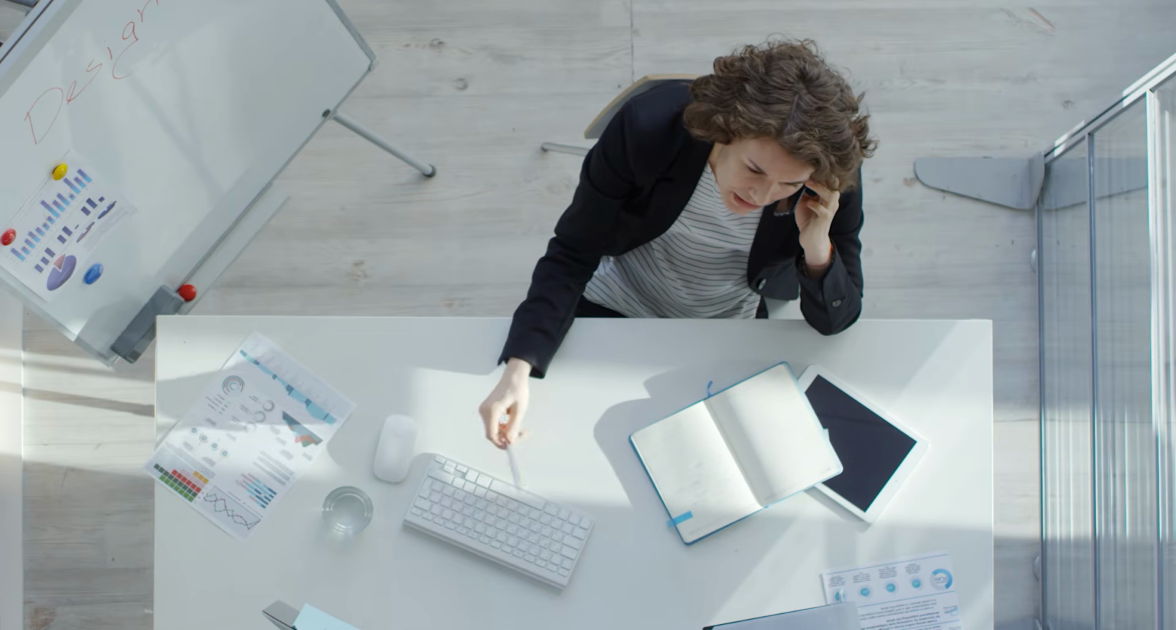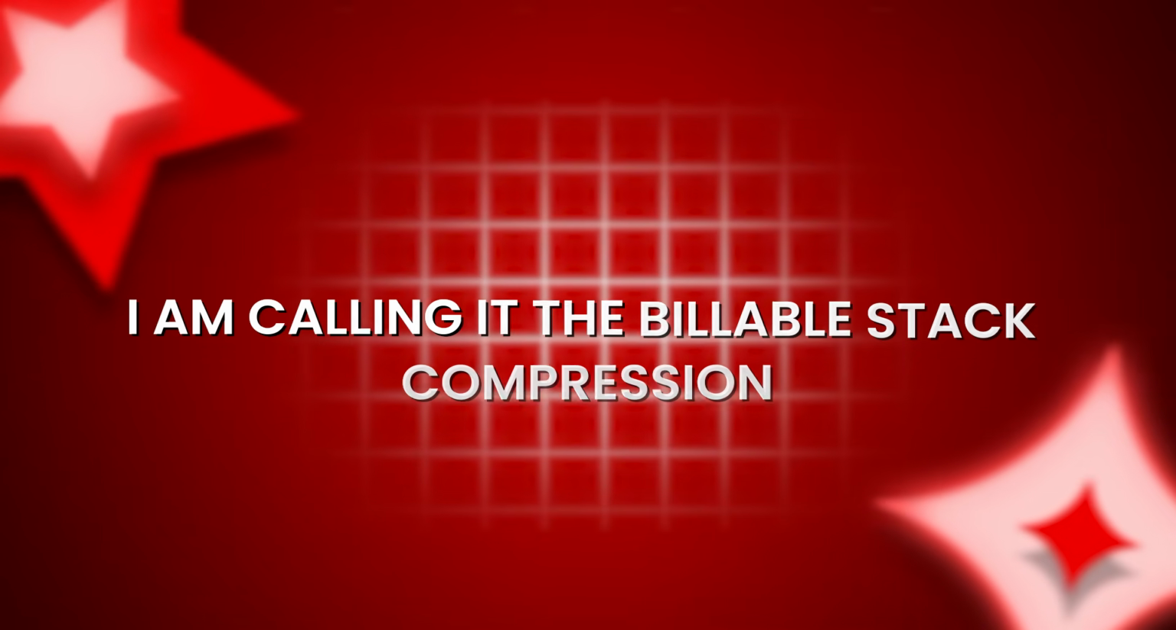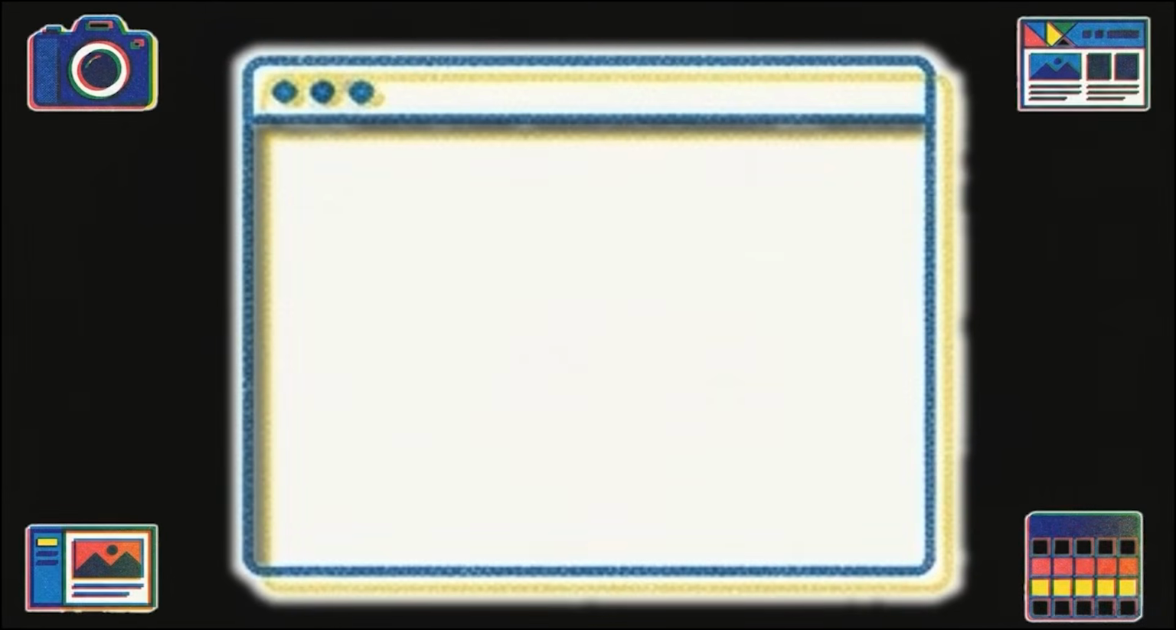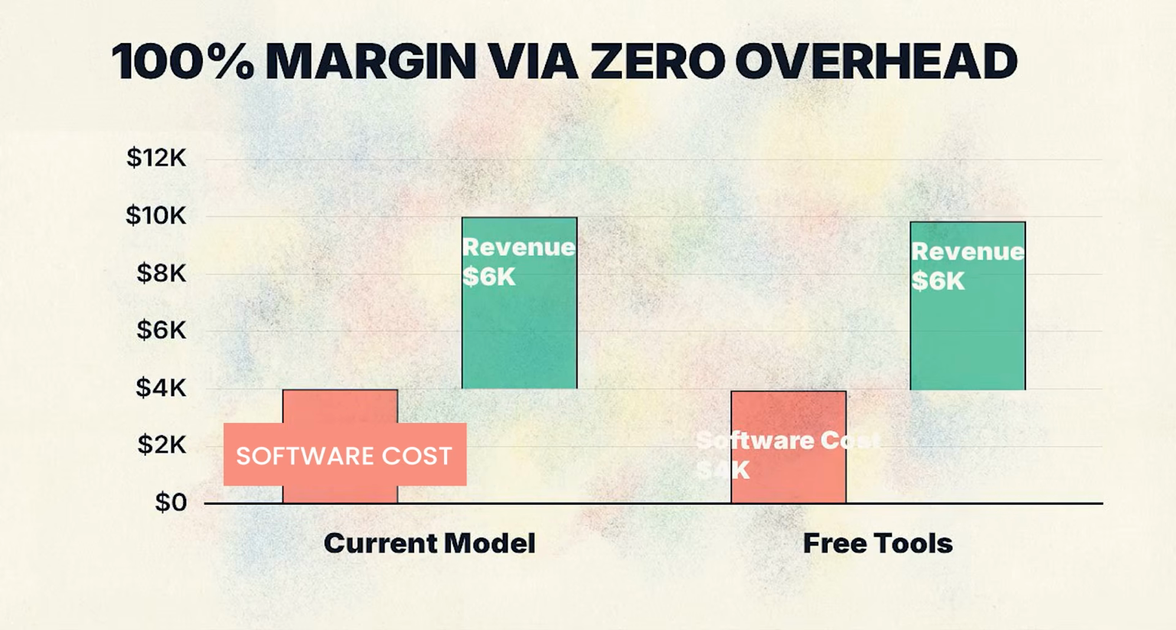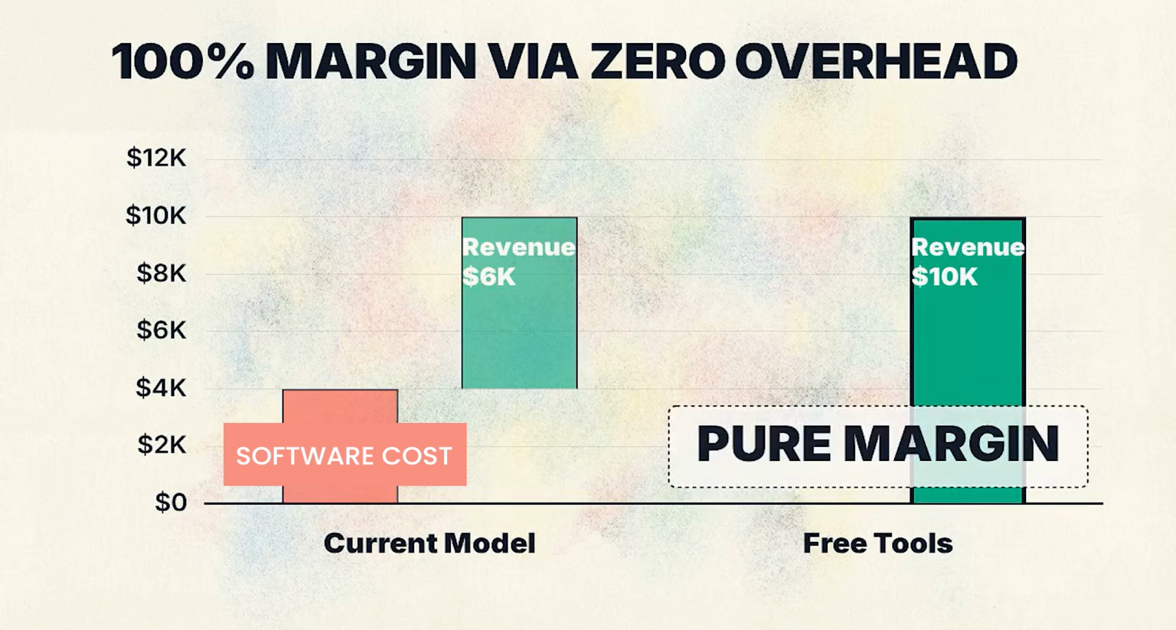I want to give you a mental model for approaching all 5 tools at once. I am calling it the Billable Stack Compression. The concept works like this. You take every service your client is paying someone else to produce. You compress that deliverable into a single free Google tool. You charge the same rate you always did. Your overhead drops to nothing. The gap between your cost and your revenue is all margin. That margin compounds every month you run this way. Let me walk you through each layer one at a time.